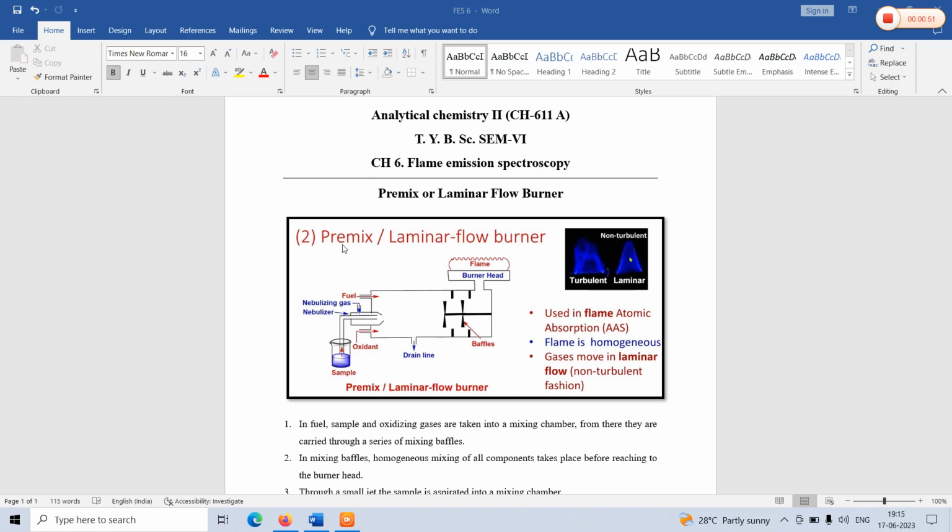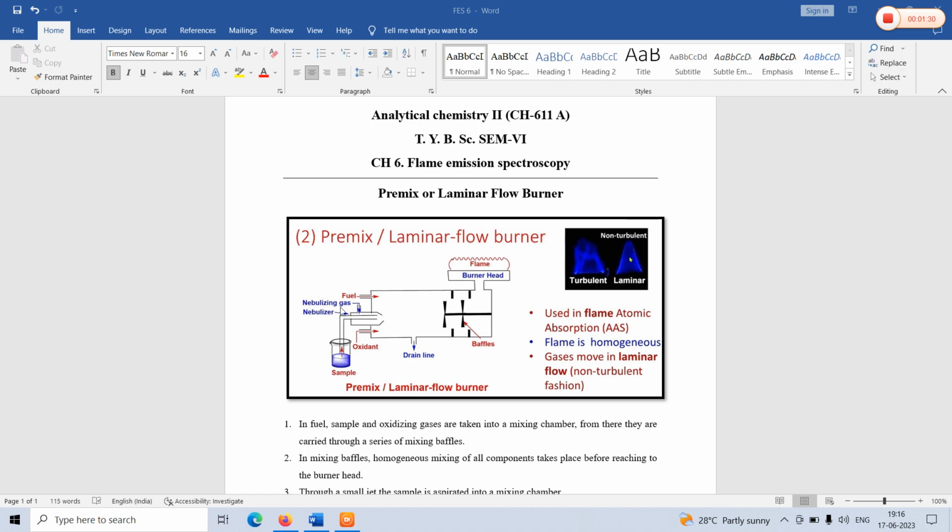Premix, the word itself suggests that here the fuel, oxidant and sample are mixed previously and then subjected to the flame. That is what the word premix stands for. It is also called a laminar flow burner, meaning that here gas molecules will flow in a laminar, that is non-turbulent, fashion. The formed gases will move in the laminar way.